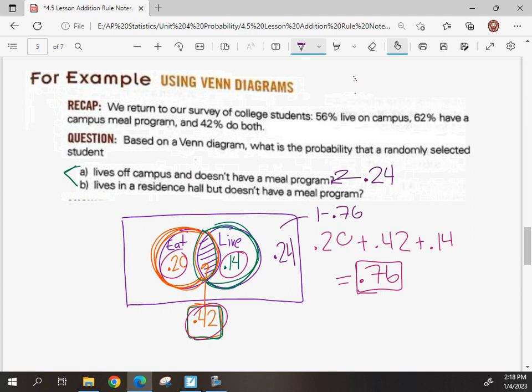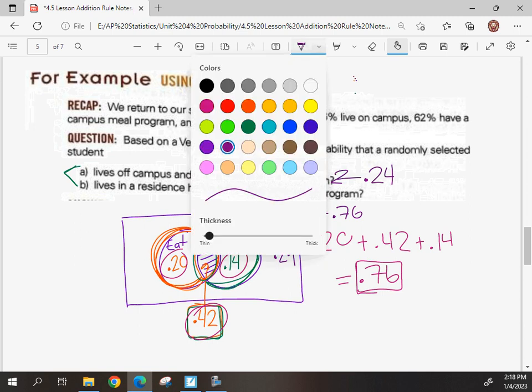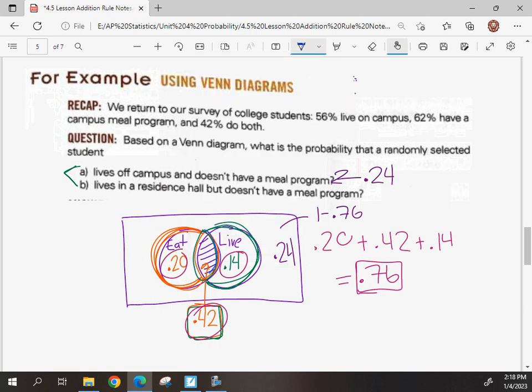If we want to look at the students who just live in a residence hall, so they're living on campus, but they decided against the campus meal program, we've already found that value by filling out this Venn diagram. That's this part of the live on campus circle that is not in the overlap. So 14% of students live on campus, but they are making their food in their microwave or something.